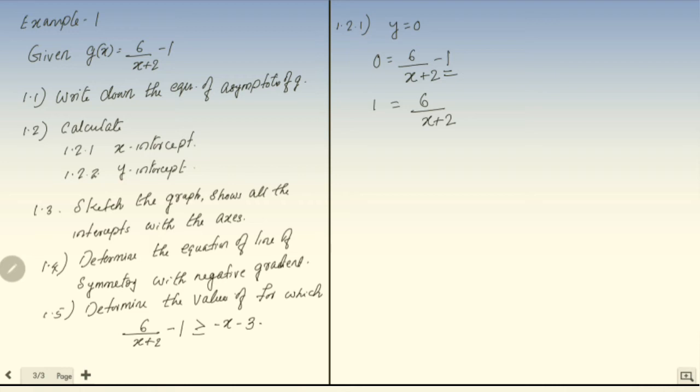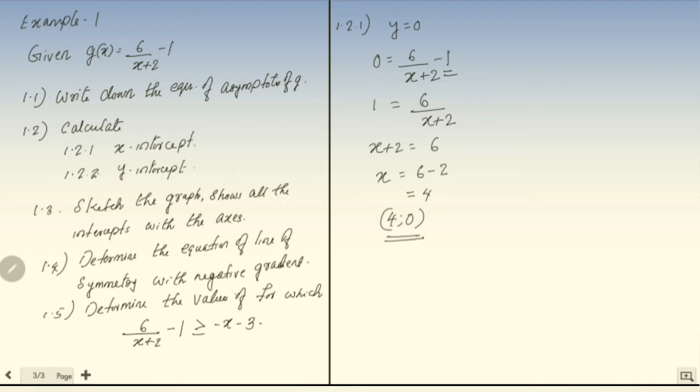Now we can cross multiply x plus 2 to the left. So it's going to be 1 times x plus 2, that is x plus 2 itself is equal to 6. That is x is equal to 6 minus 2. Answer is going to be 4. That is 4 is the x-intercept. Now if you write it in coordinates form, then (4, 0) is the answer.